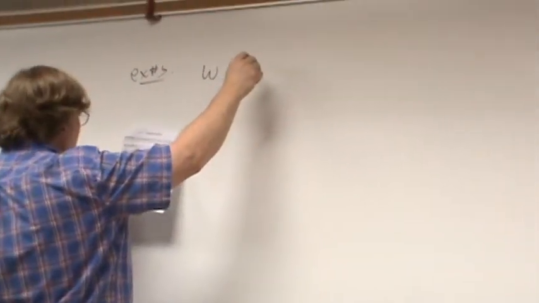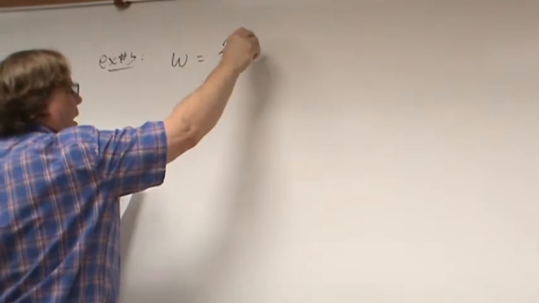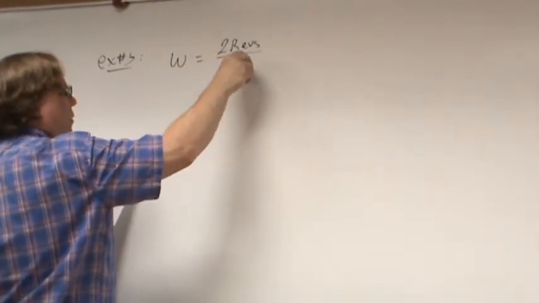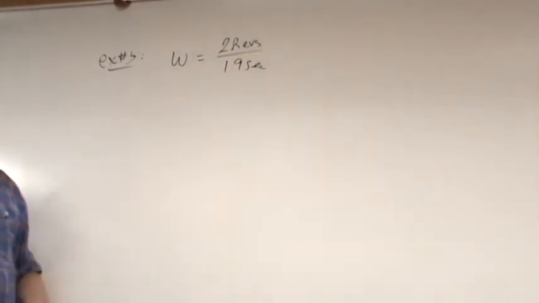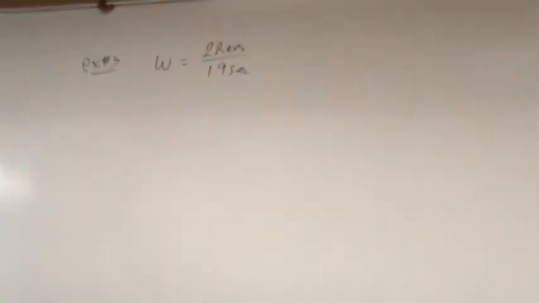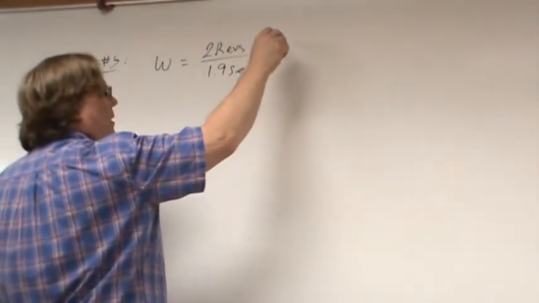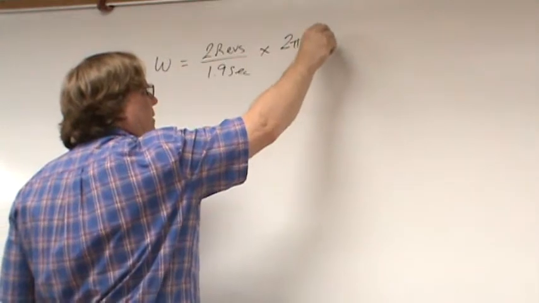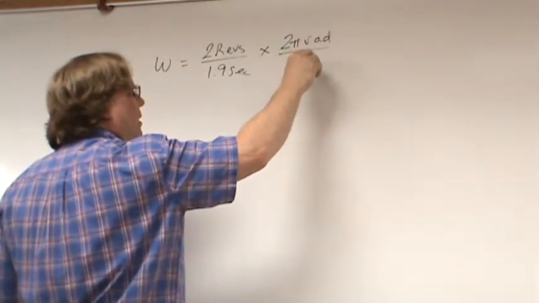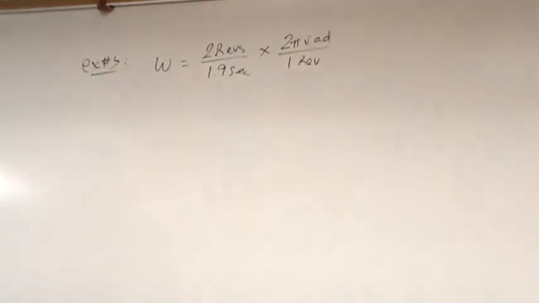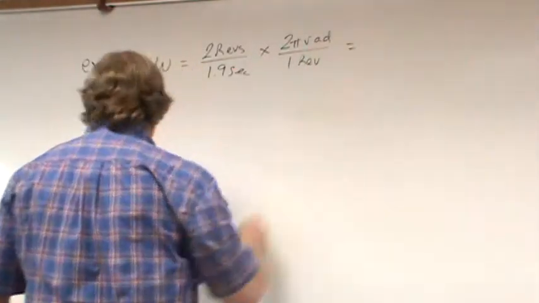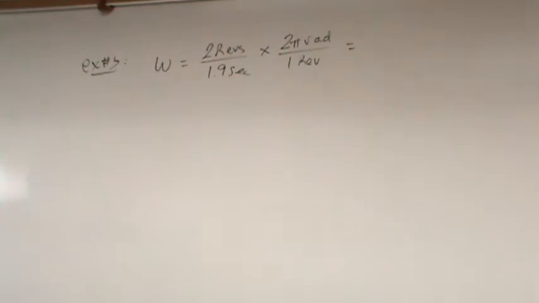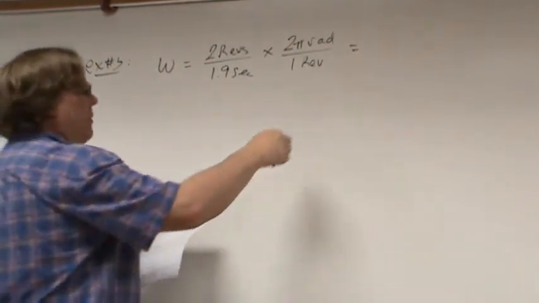Omega. I got 2 revolutions in 1.9 seconds. But you know we don't want revolutions per second, we want radians per second. So I'm going to go, okay, I got 2 pi radians in 1 revolution. Are you guys okay with that? 2 pi radians is 1 revolution. So this ends up being 4 pi divided by 1.9. So I got 6.6 radians per second.